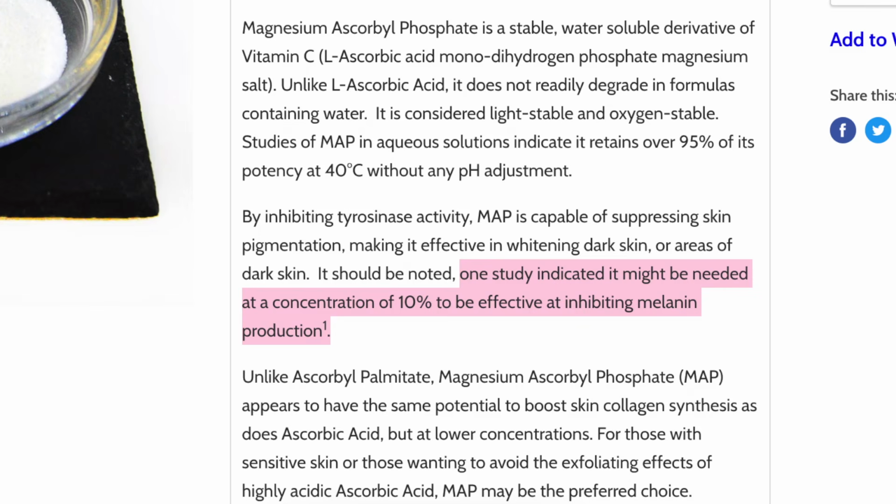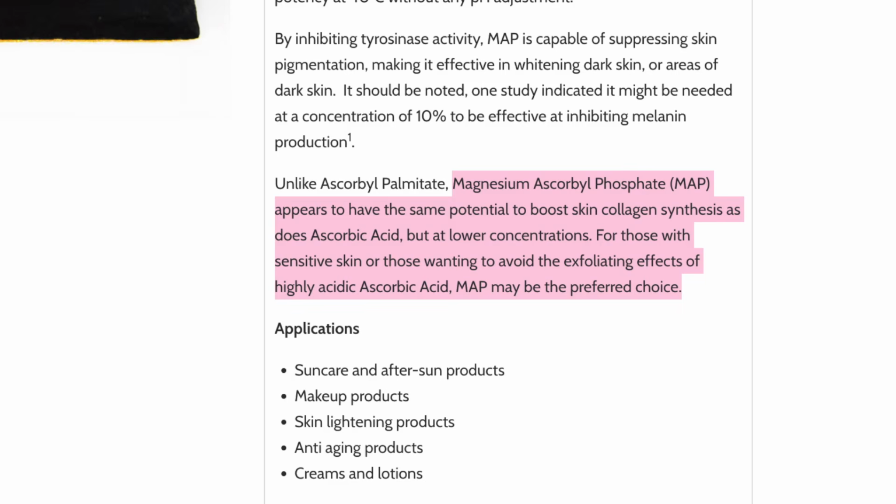I purchased my MAP from lotioncrafter.com, and here is some other information from their website under the formulating guidelines that I want to mention. One study indicates that MAP might be needed at a concentration of 10% to be effective at inhibiting melanin production. MAP appears to have the same potential to boost skin collagen synthesis as does ascorbic acid, but at lower concentrations. For those with sensitive skin or those wanting to avoid the exfoliating effects of highly acidic ascorbic acid, MAP may be the preferred choice.